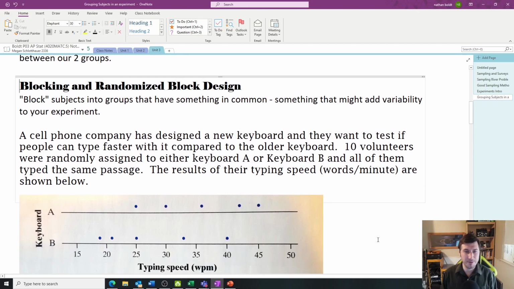So a cell phone company has designed a new keyboard, and they want to test if people can type faster with it compared to the old keyboard. All right, fair enough. 10 volunteers were randomly assigned to either keyboard A or keyboard B, and all of them typed the same passage. The results of their typing speed are shown below.